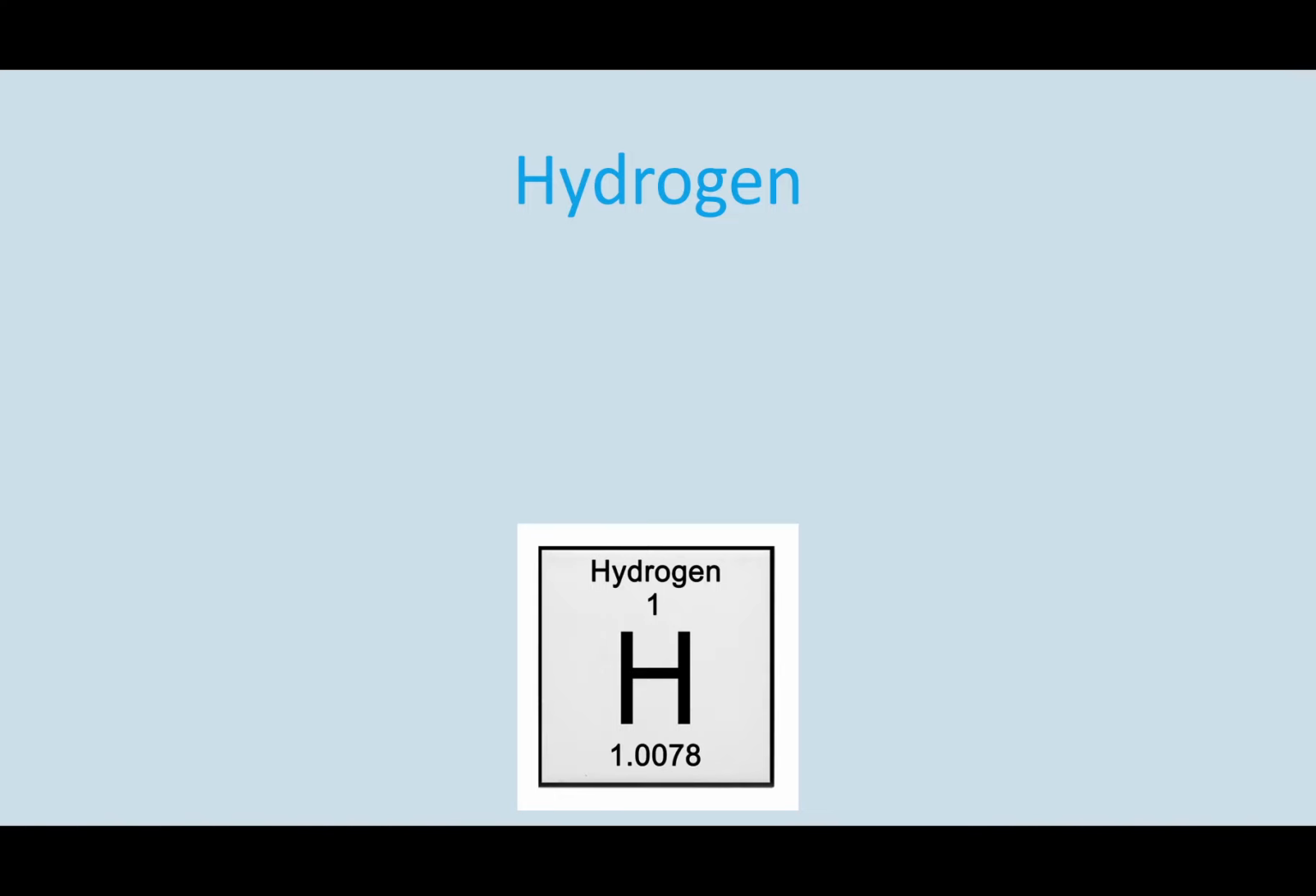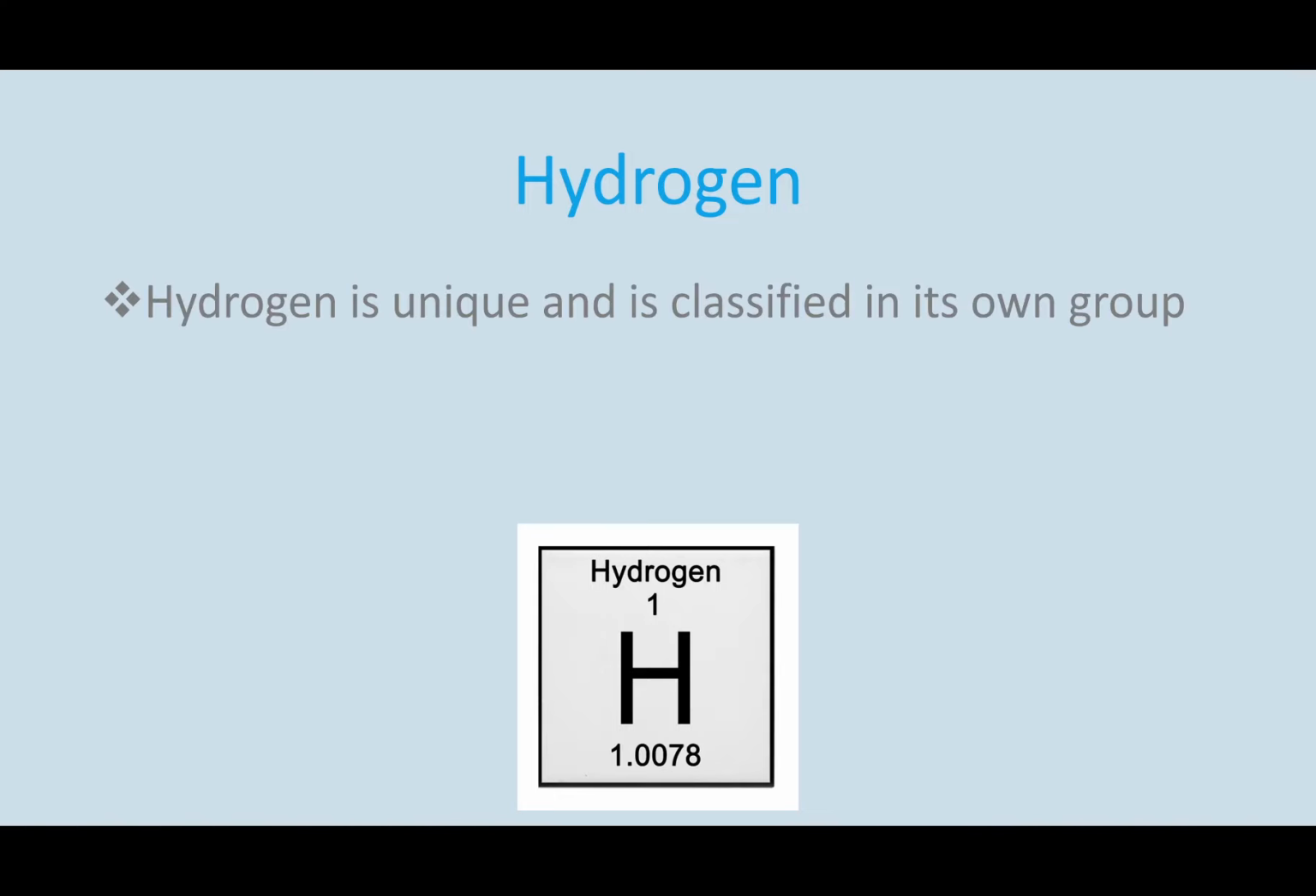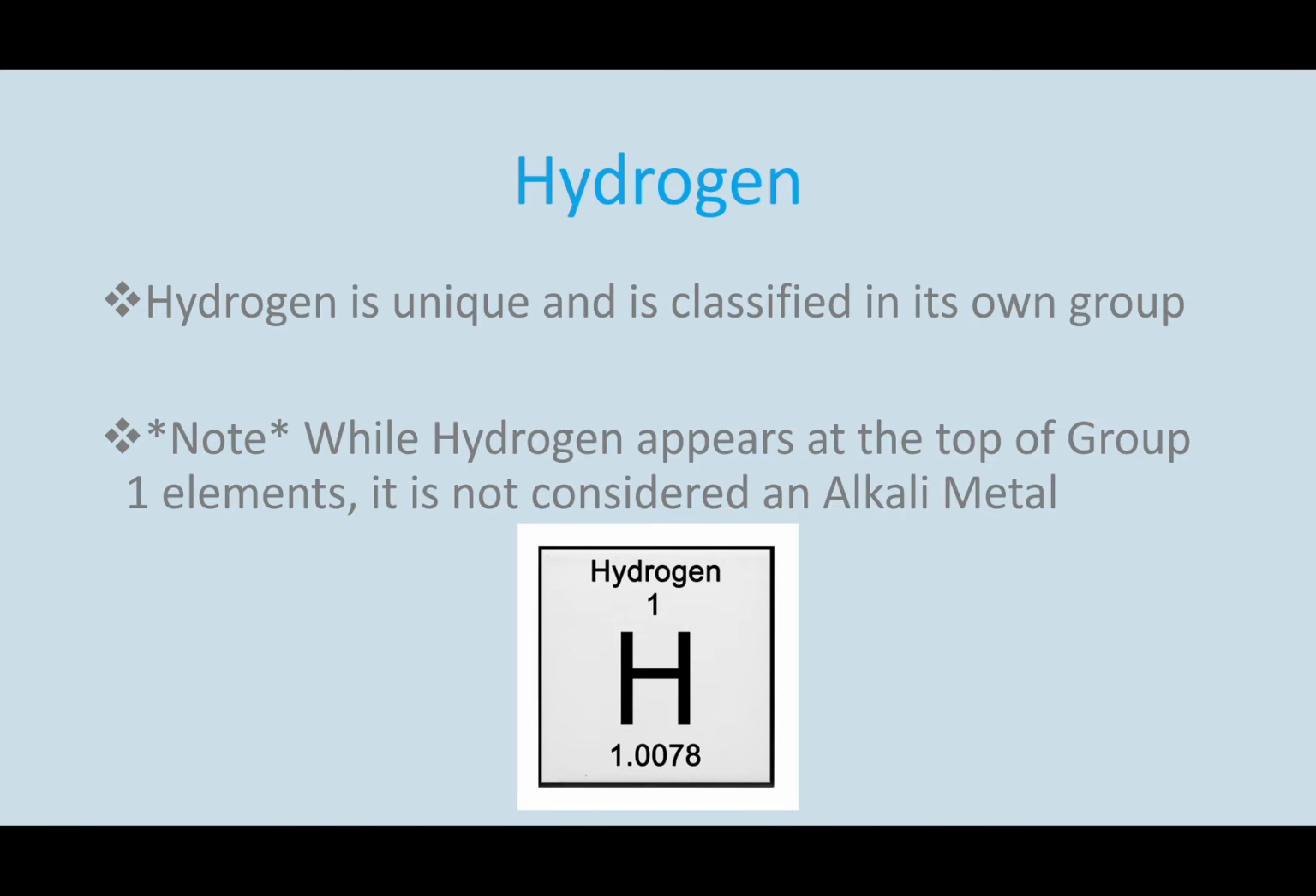And lastly, hydrogen. Now, hydrogen is unique, and it's classified in its own group, despite where it's placed on the periodic table. So on a periodic table, it is the first element, and it does appear to look like it is in the top of group 1. However, hydrogen is not considered an alkali metal. It is in its own group. And that is because it doesn't fit any of the characteristics of the other alkali metals, but based on its electrons and its mass, it does need to be number 1.